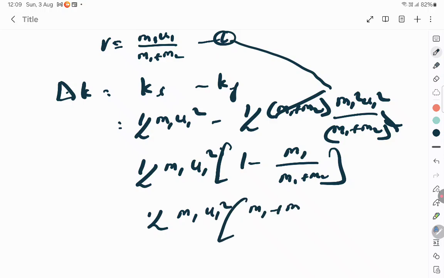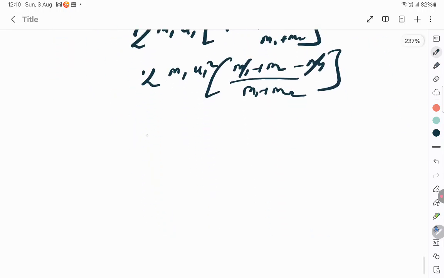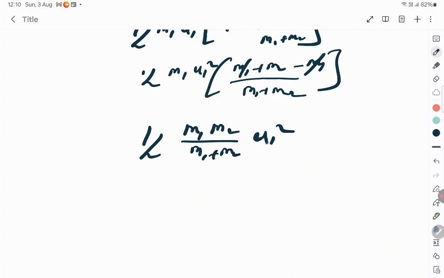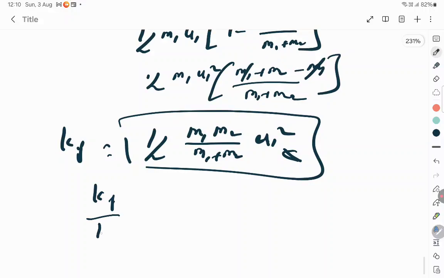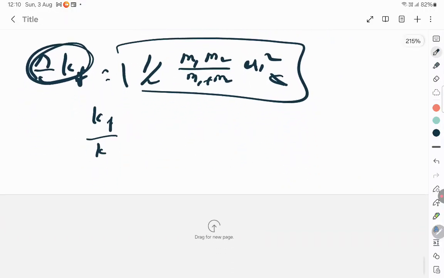You take an LCM, half into m1 into u1 square. LCM is m1 plus m2 minus m1. m1 gets cancelled by m1 plus m2. I would like you all to memorize the change in energy is half m1 m2 by m1 plus m2 into u1 square. Only the smaller body has velocity. Now, this is not what K final is. This is the loss, delta k, the change in energy.